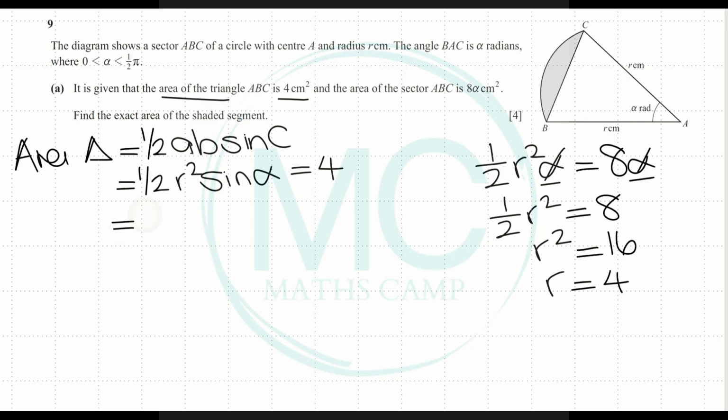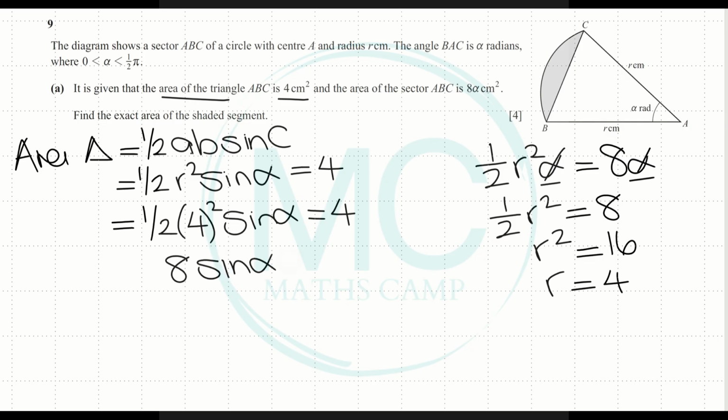So we can say 1/2 multiplied by 4 squared multiplied by sine alpha is equal to 4. 4 squared is 16, divided by 2 gives us 8. So we get 8 sine alpha is equal to 4. Divide both sides by 8. Sine alpha is equal to 4 over 8, and we can simplify to 1 over 2.